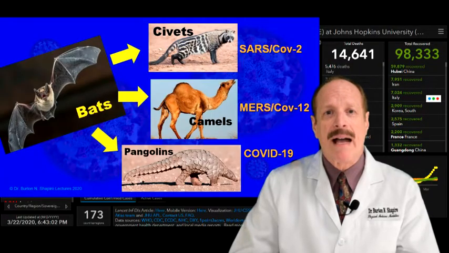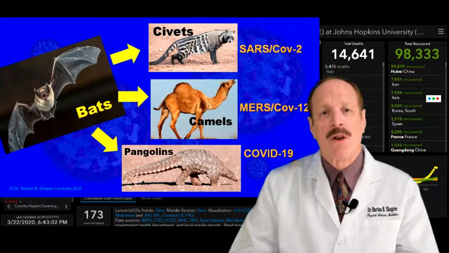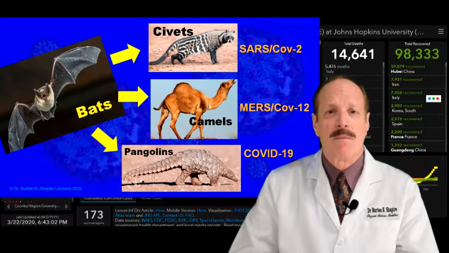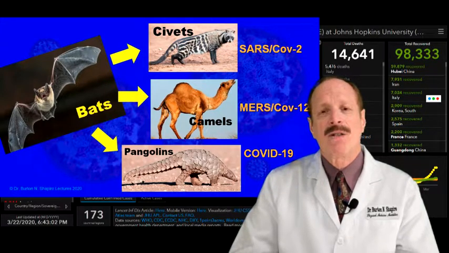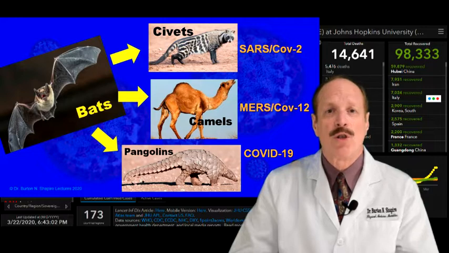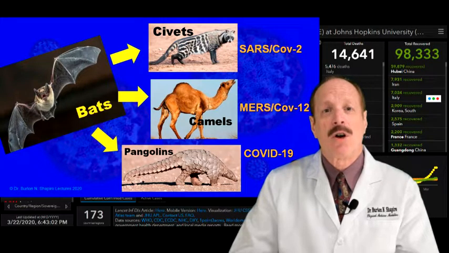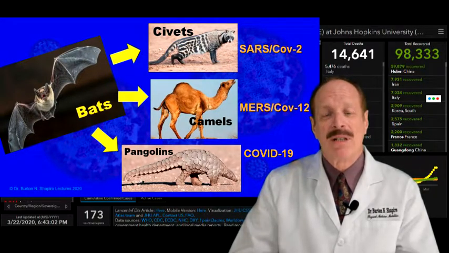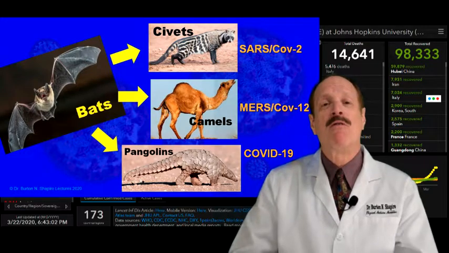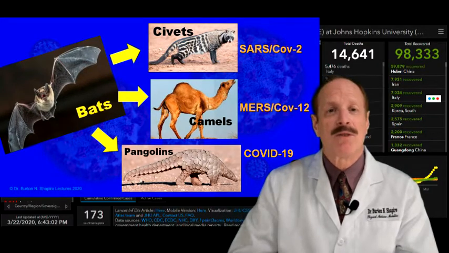It started with bats in the Far East. The whole coronavirus scheme often comes from the bats. The bats then infect civets, which are cat-like individuals, and that caused the SARS coronavirus of 2002. Then bats also infected camels, and that became MERS, the Middle East Respiratory Syndrome. That was CoV-12. It was a coronavirus from 2012.